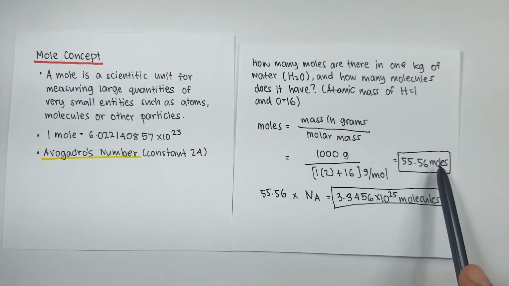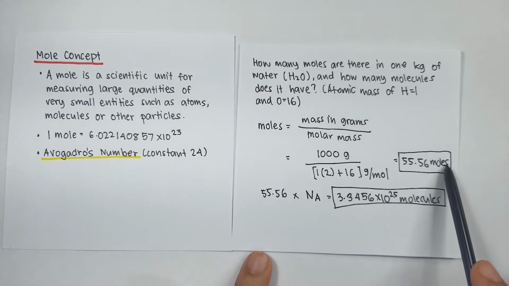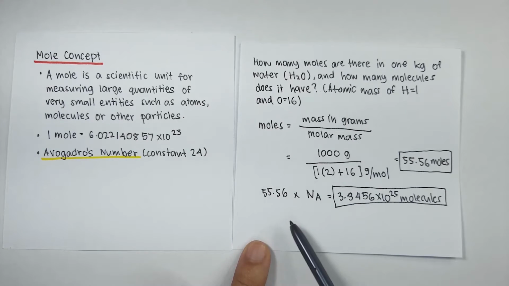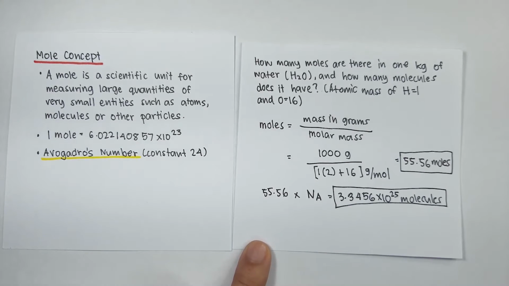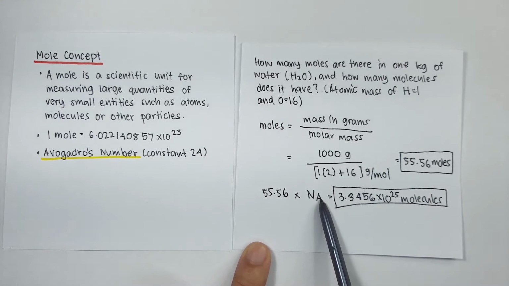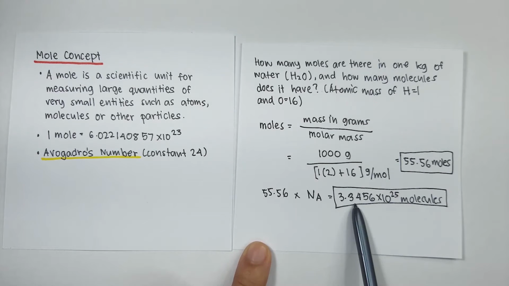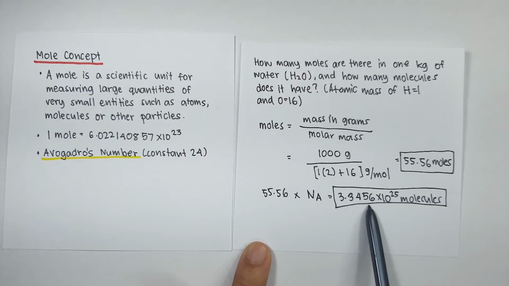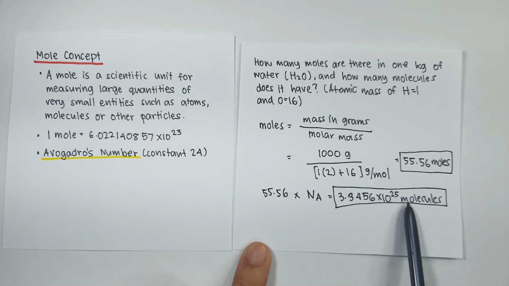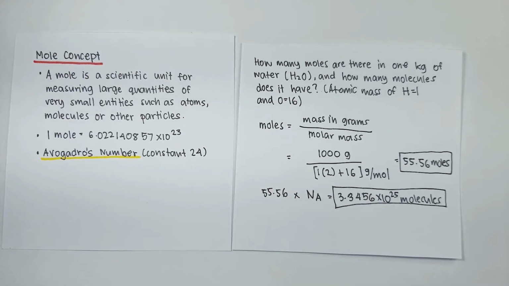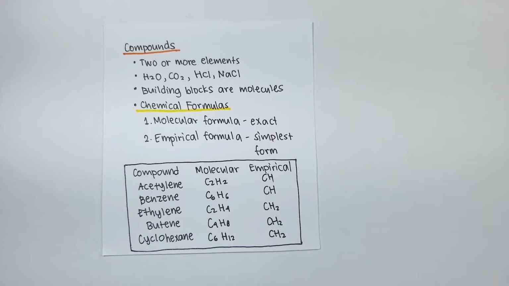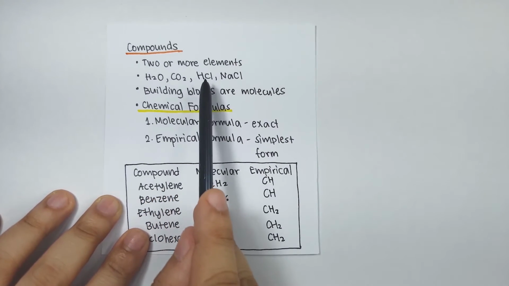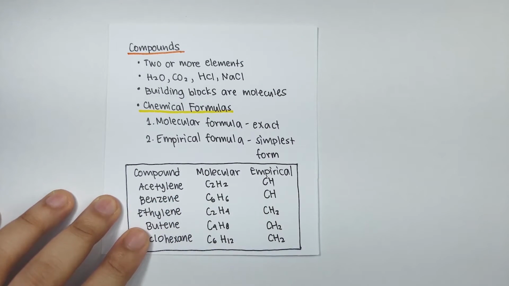So, take note, moles pa lang yan ha. So, kung gusto mong kukunin yung number of molecules, you need to multiply it by the Avogadro's number. So, 55.56 times the Avogadro's number, that is constant 24 sa calculator, that is equal to 3.3456 times 10 raised to 25 molecules. So, our next topic ay compounds. Compounds are two or more elements like H2O, CO2, HCl, and NaCl.